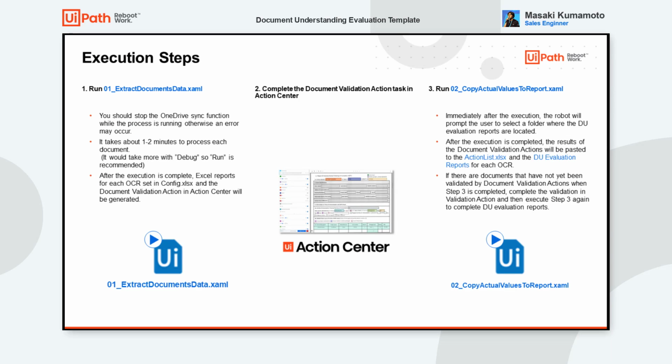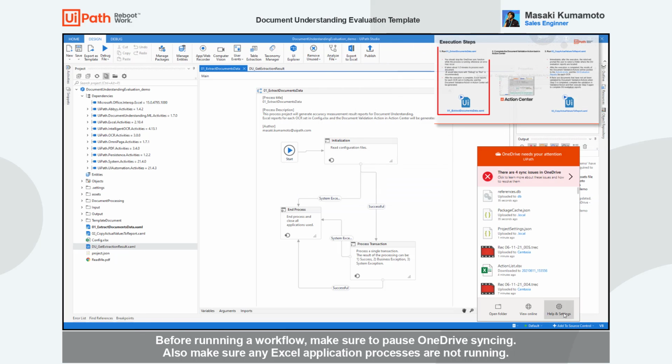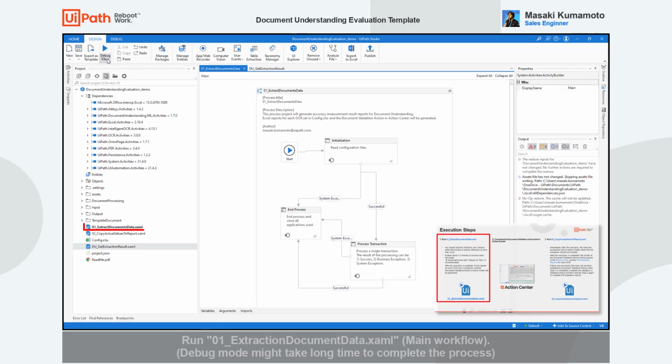The next section is the execution steps. The robot will create the report files and the validation actions. After the human validation, the robot will enter the verified values into the report files. Before running a workflow, make sure to pause the OneDrive syncing. Also make sure any Excel application processes are not running.